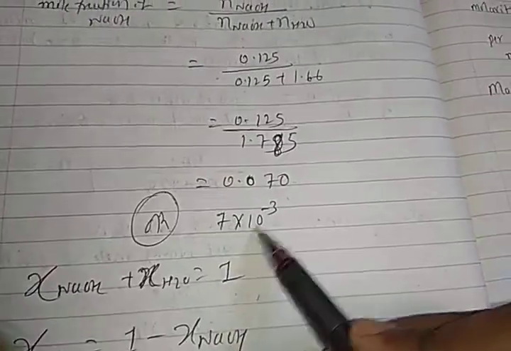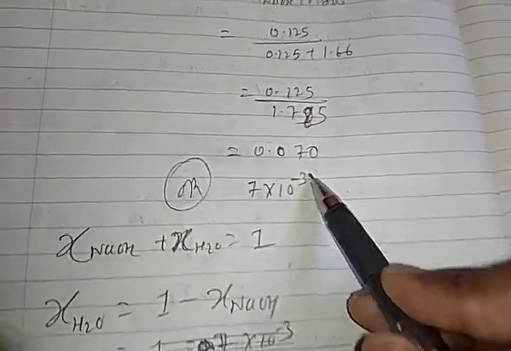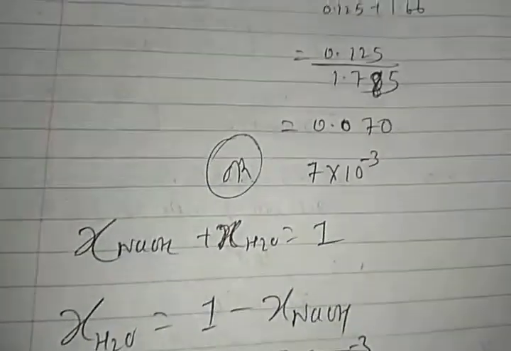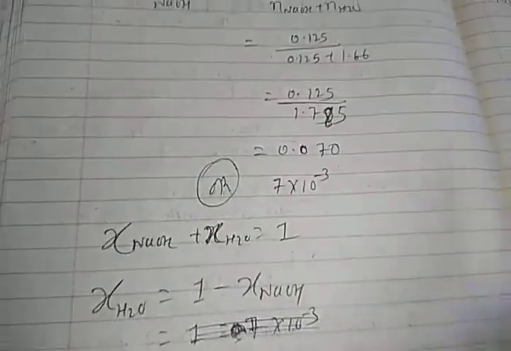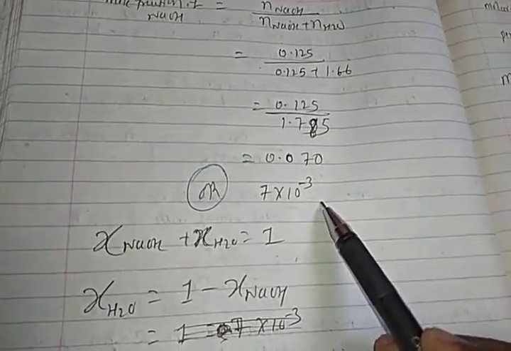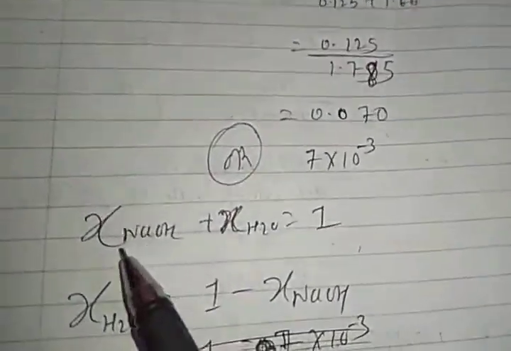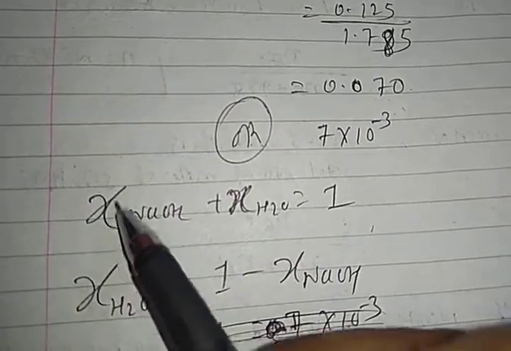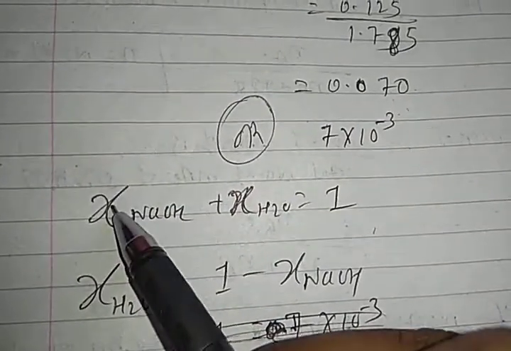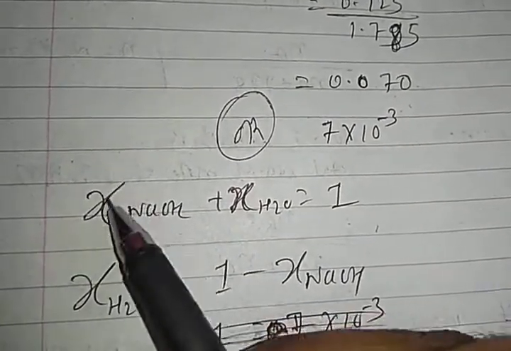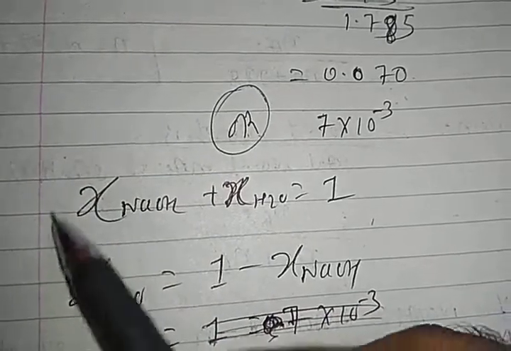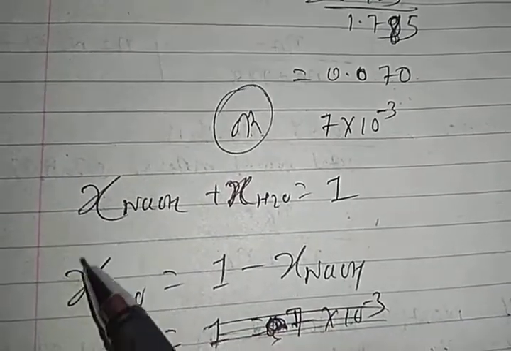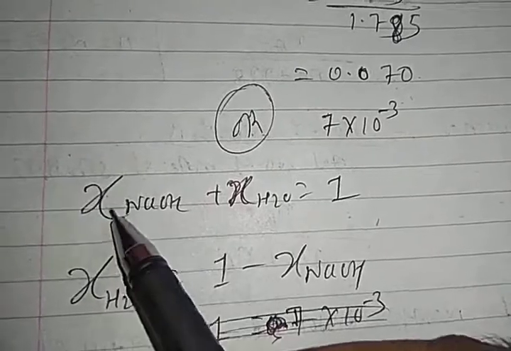That is 0.070, that is 7 into 10 to the power of minus 3. Or if you want to calculate the mole fraction of water, then the formula, the X mentioned there, X stands for mole fraction. This is the symbol of mole fraction. Sometimes it is also called xi, or you may say X. X is the symbol of mole fraction.